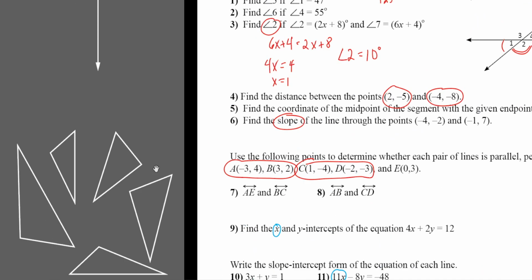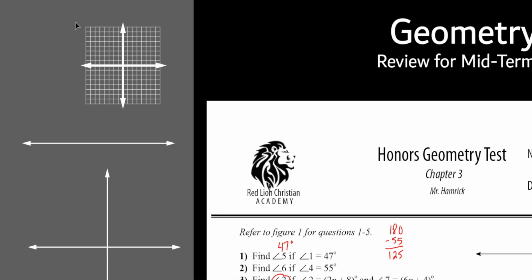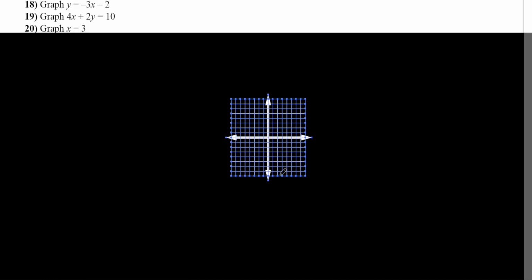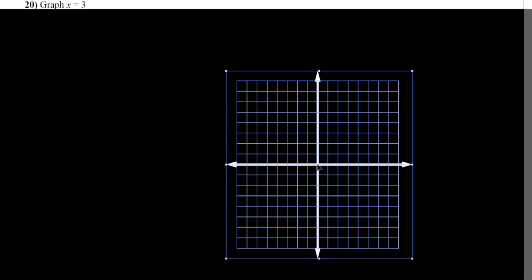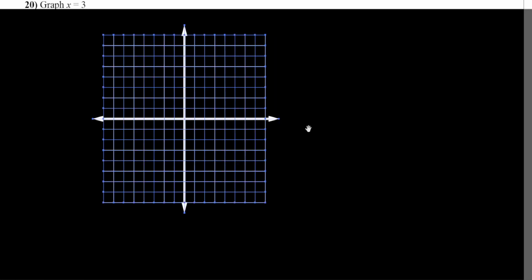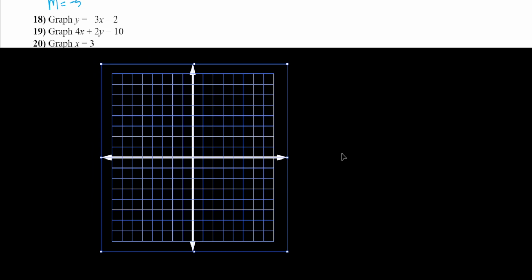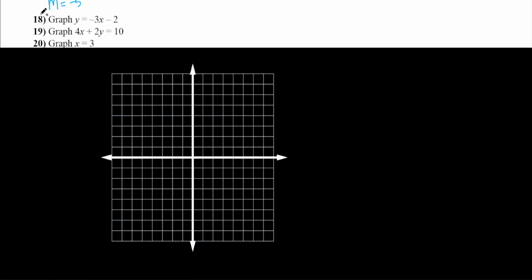Let me get that graph, by the way. Here it is. And let's go back. Come on. There we go. All right. I think I got it. All right. First one should be pretty easy for us, shouldn't it?